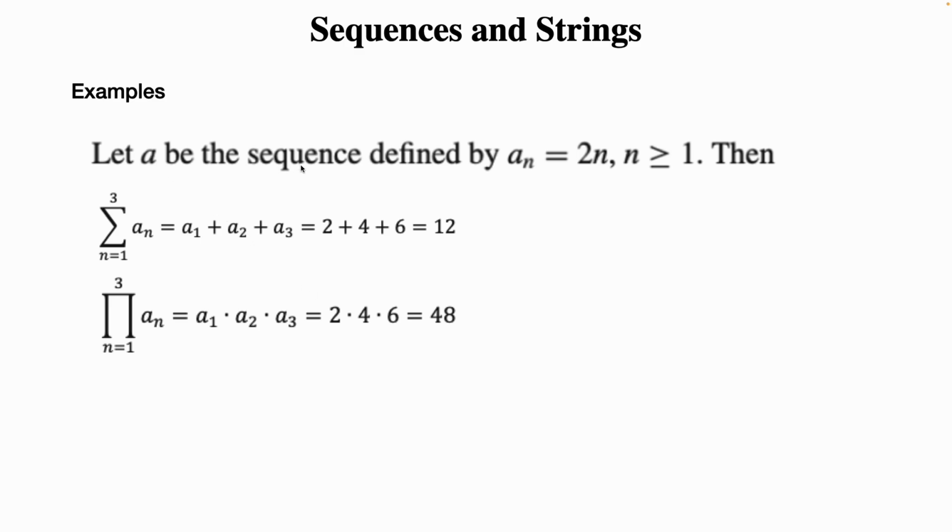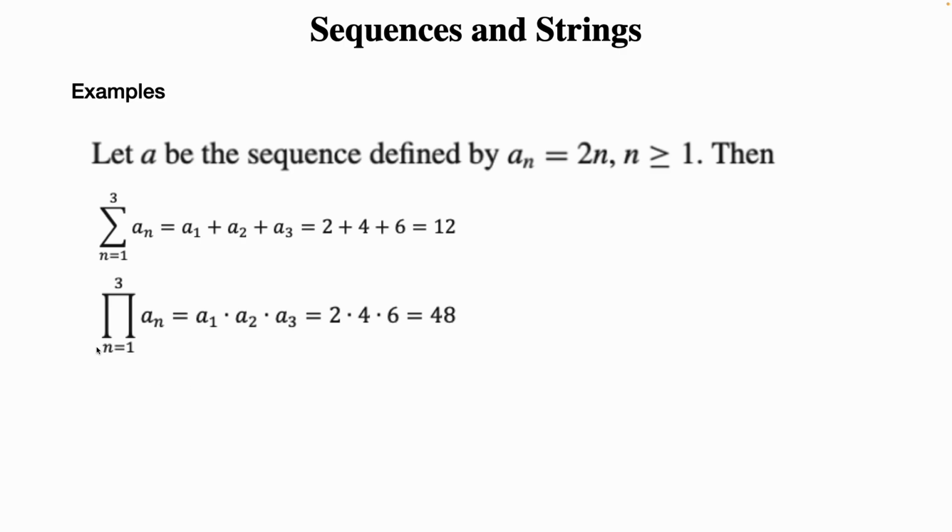Suppose I let A be the sequence defined by A_n equals 2 to the n. What is the summation of n equals 1 to 3 of A_n? Well, if A_n is 2n, then when n is 1, A_n is 2, so you write 2 down. So A1 is 2. A2 is 2 times 2, which is 4. You write that down. A3, 2 times 3 is 6. You add them. So 2 plus 4 plus 6 is 12.